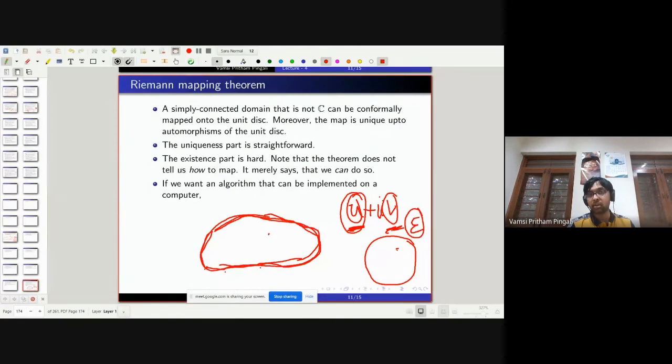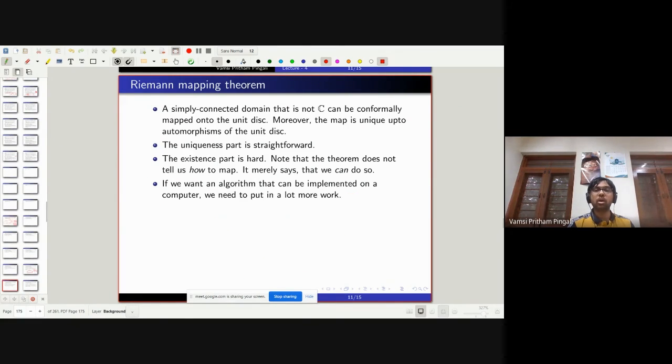If we want an algorithm, Riemann proved his mapping theorem more than, so when did he prove it? Probably more than 150 years ago, I think. We need to put in a lot more work if you want an algorithm. The best such algorithm was found only 10 years ago by Chris Bishop from Stony Brook University. So the Riemann mapping theorem, if you actually want to implement it in practice, you need a nice algorithm. The best such algorithm was only found a decade ago.